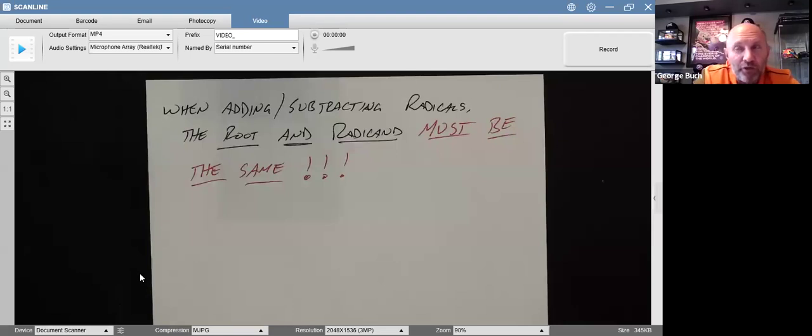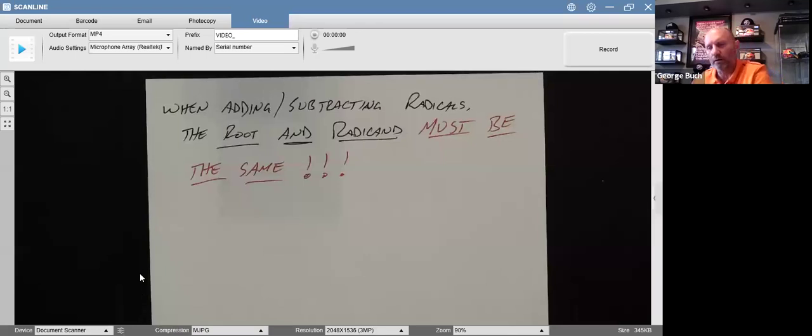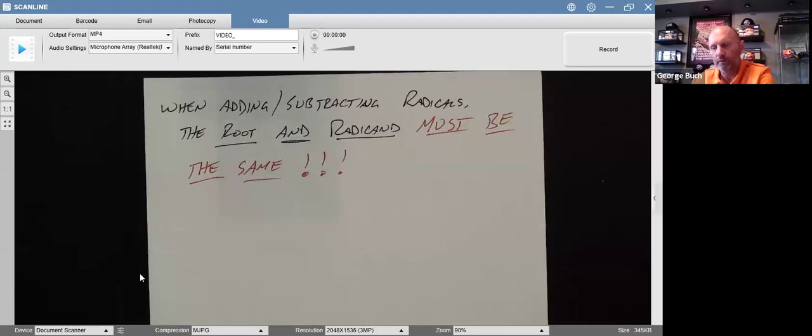Now, a lot of times we could simplify a radical using our properties of roots so that we get the same root and radicand. But if they're not the same at some point, then we can't add or subtract them. And we'll look at some examples of that on video 2.